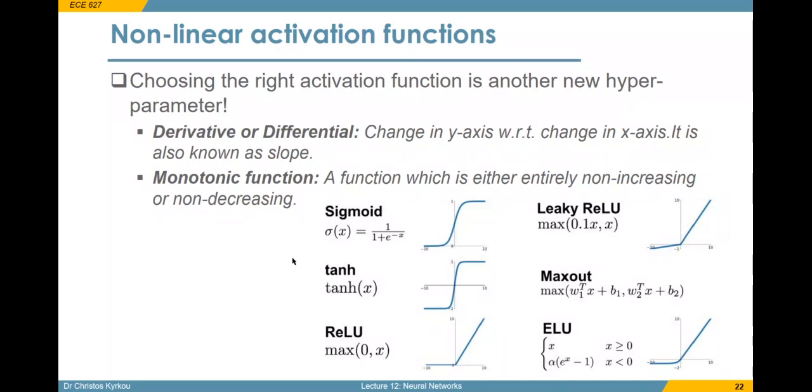So we want our activation functions to be differentiable with respect to their input and be monotonic. So they should either be constantly increasing or decreasing. And these two, as well as some other properties, help with the learning of the network.